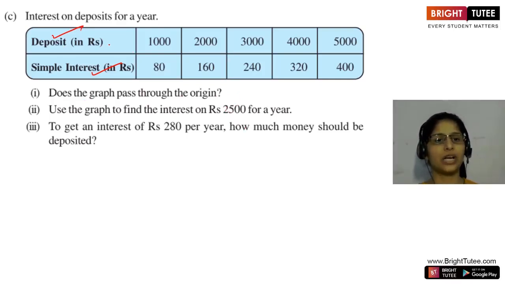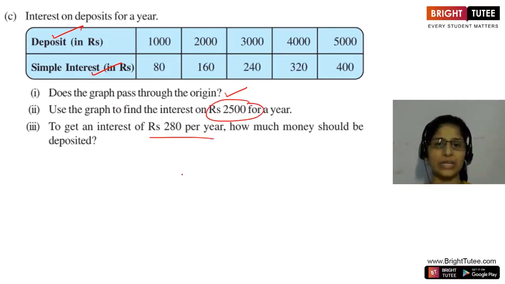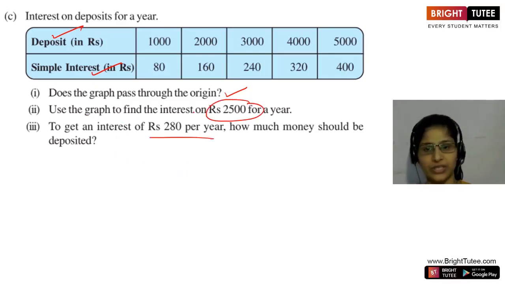On one axis we will show the amount deposited. On the other axis we will show the simple interest, that is in rupees. Both of them are in rupees. Now we also have to tell whether the graph passes through the origin or not. Then we have to use the graph to find the interest on rupees 2500, and if the interest is rupees 280 per year, then how much is the amount deposited.